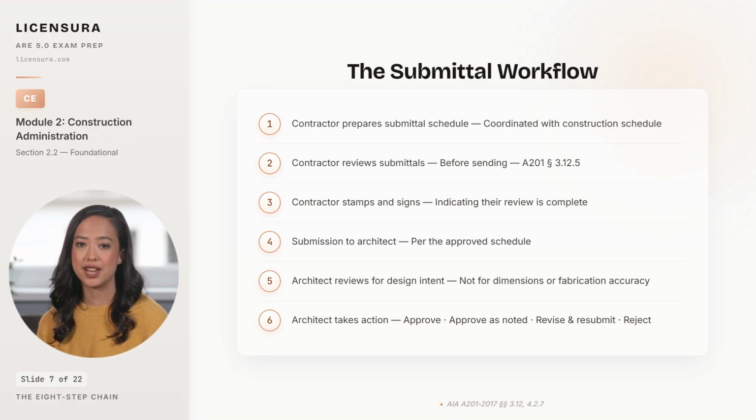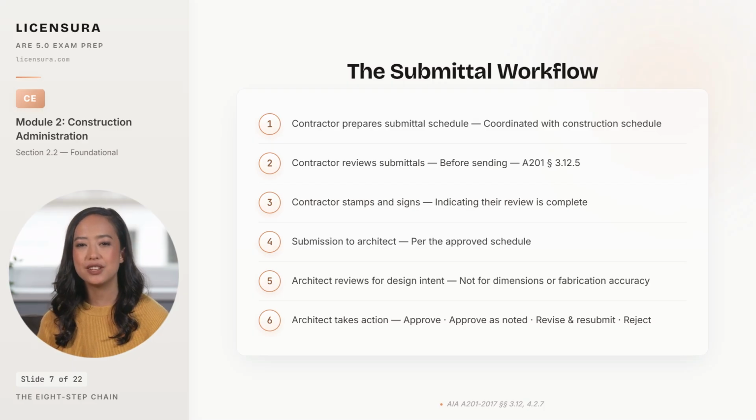Step 2. The contractor reviews the submittals. This is the step most architects forget to enforce, and the step where the contractor's responsibility is written into A201, Section 3.1.2.5. Step 3. The contractor stamps and signs each submittal, indicating their review is complete and recorded. Step 4. The contractor forwards the submittal to the architect per the approved schedule, not in a flood and not at the last minute.